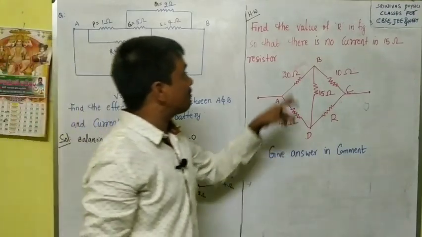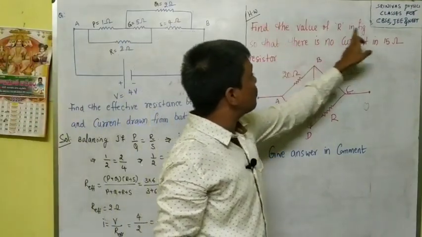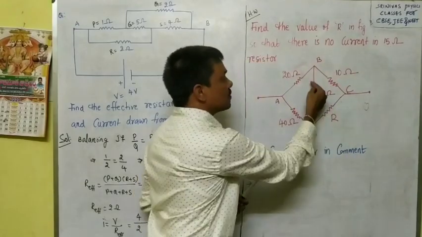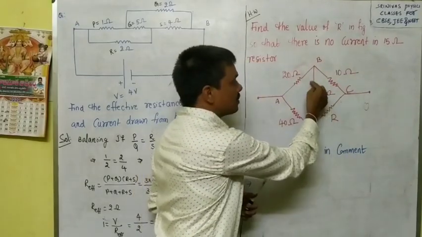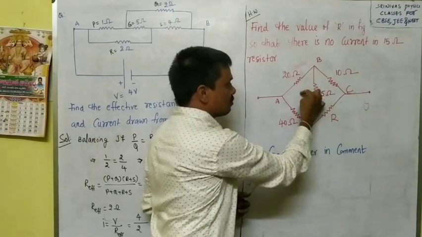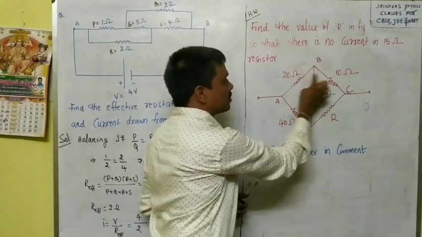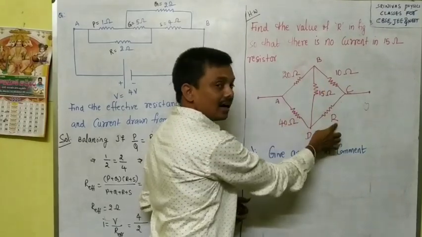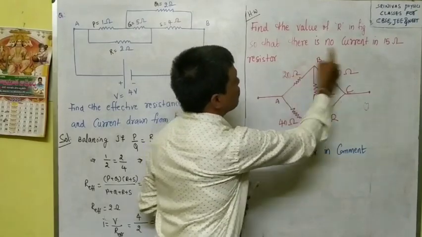Now look here, one question I am giving. Find the value of capital R in the figure when there is no current in the 15 ohm. Through this 15 ohm there is no current, that means we can take the 15 ohm as the galvanometer. When the current through the galvanometer is 0, we write P by Q equals R by S: 20 by 10 equals 40 by R. By that we can find out the value of capital R.